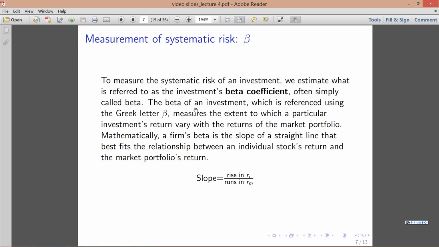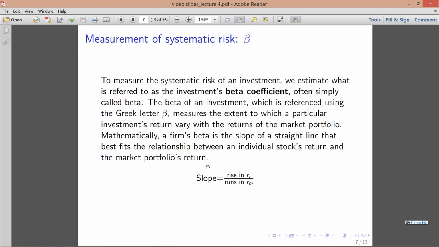In other words, we can measure the part of the return in one asset that is shared with all the other assets in the market. The measure that we often use is called beta. It's another Greek word. Mathematically, a firm's beta is the slope of a straight line that best fits the relationship between an individual stock's return and the market portfolio's return.